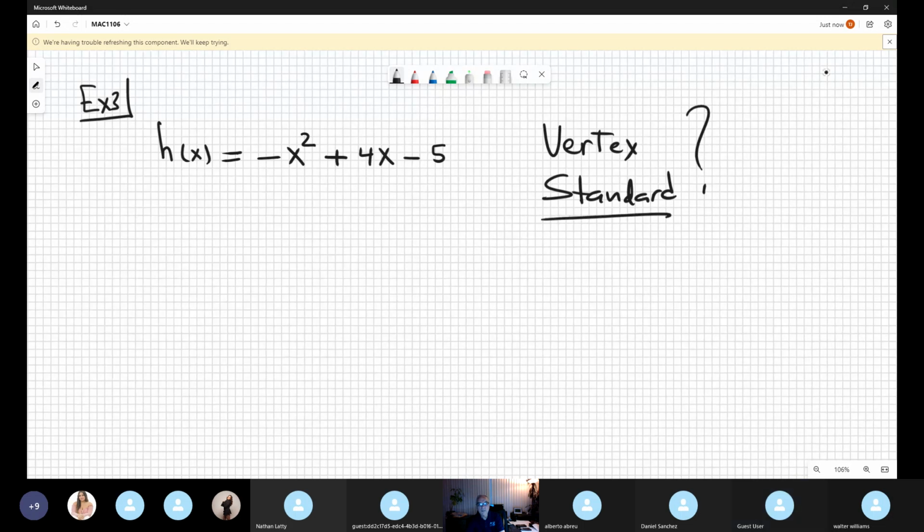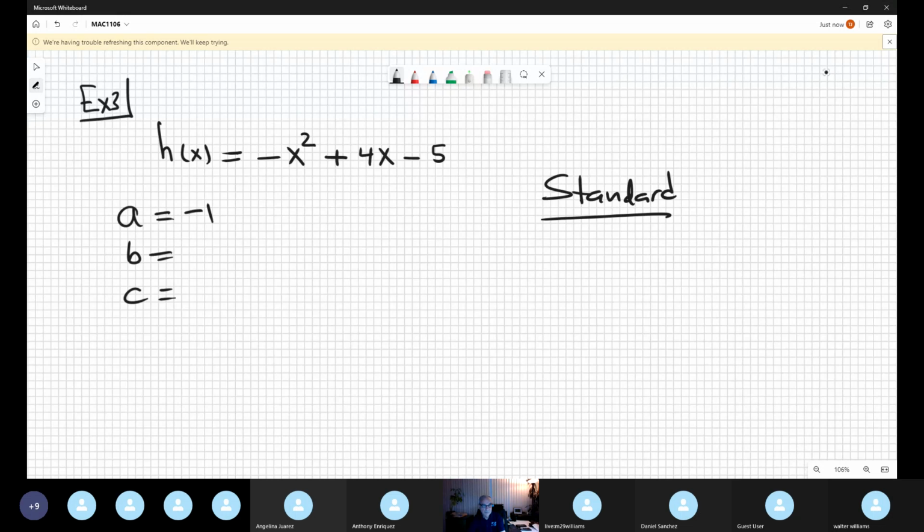Standard. Yes, you realize it's standard, okay. Now, who is A, who is B, and who is C, please? A is -1, B is 4, and C is -5. Very well. Now, in what direction does this parabola open? Open down or open up? Down, because it's -1.